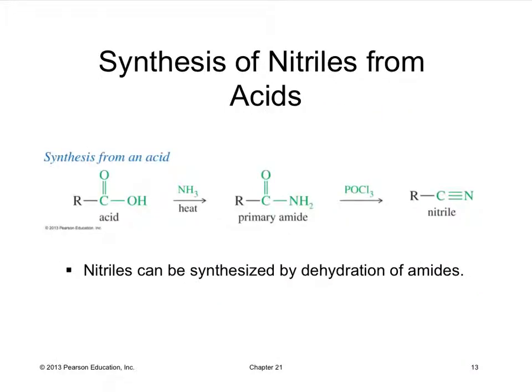Synthesis of nitriles from acids. You can take an acid, react it with ammonia and heat. Right here, electrons come up, tetrahedral intermediate, and this gets kicked off. Once you generate your primary amide, you can react it with POCl3, which is a new reaction for you guys, and this will dehydrate to form the nitrile.